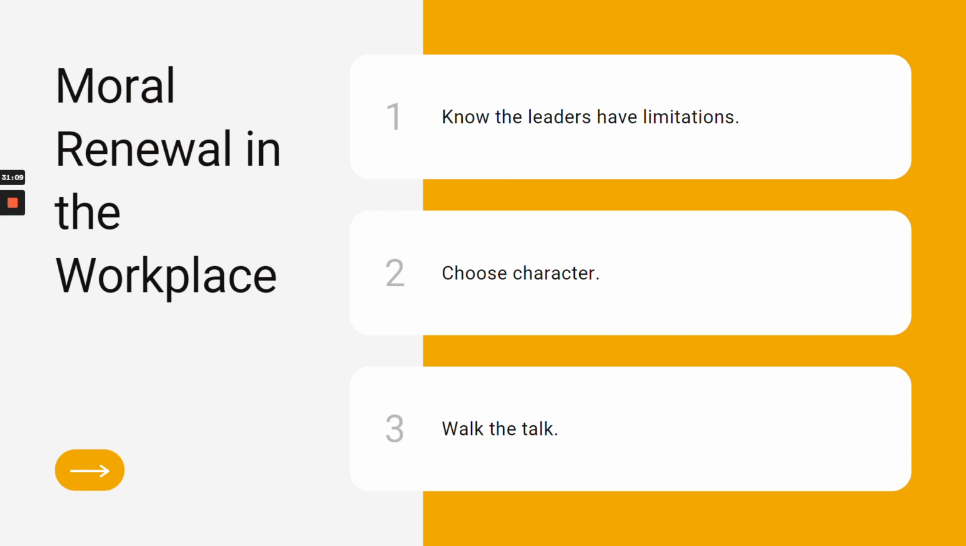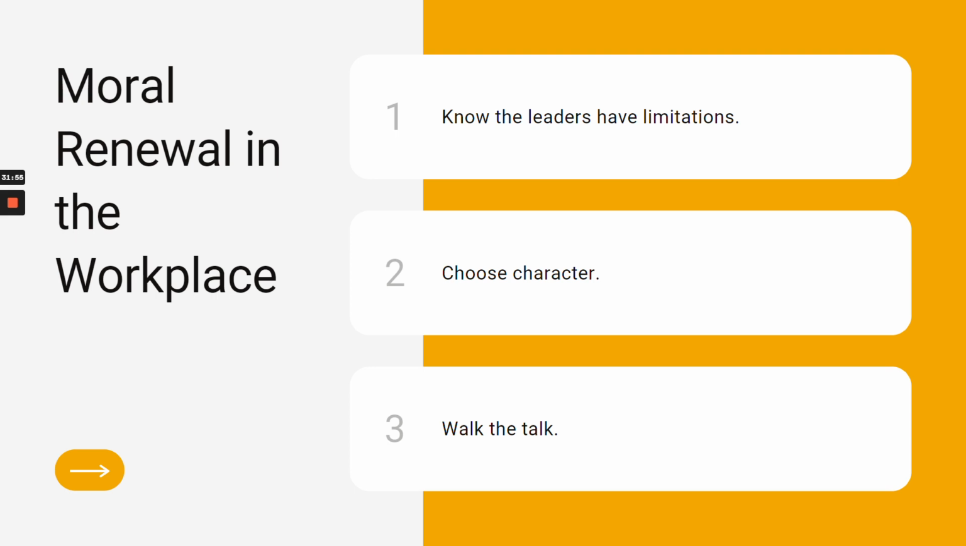Then moral renewal in the workplace. So there are several things that you have to remember as an employee, as an employer also, or as a leader. So number one, you have to know that leaders have limitations. They are not superman, they have limitations. Just human. It was actually said that people who achieve great heights but lack the bedrock character to sustain them through the stress are headed for disaster. So if they are able to reach achievements but they don't have the character, it will be a disaster.